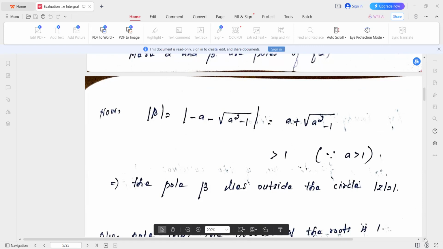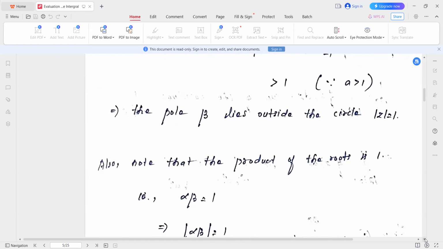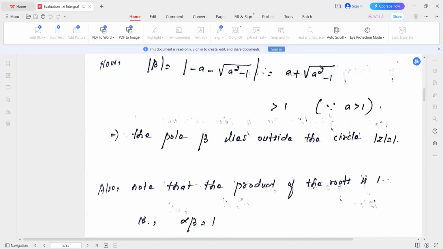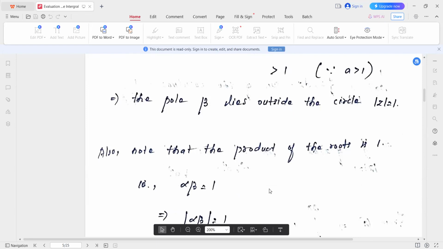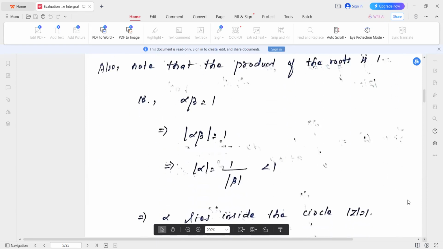Okay. So next we check the pole alpha. We know that the product of the roots is 1. How? Since the quadratic equation is z square plus 2a z plus 1 and alpha and beta are roots of the equation, the product of the roots is the constant term, which is 1. So the product of the roots alpha beta is equal to 1. So the modulus of alpha beta is obviously 1. From this we get the modulus of alpha is equal to 1 by the modulus of beta.